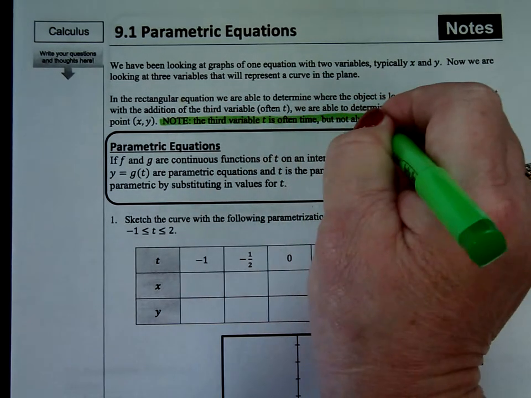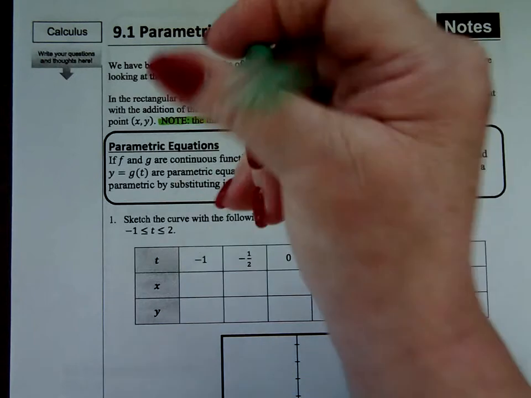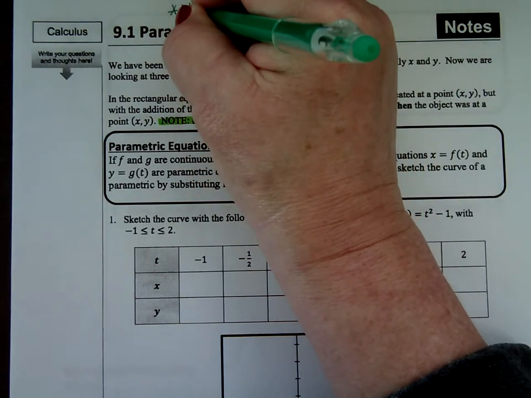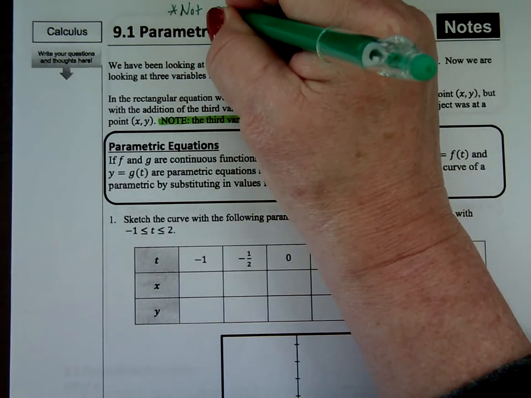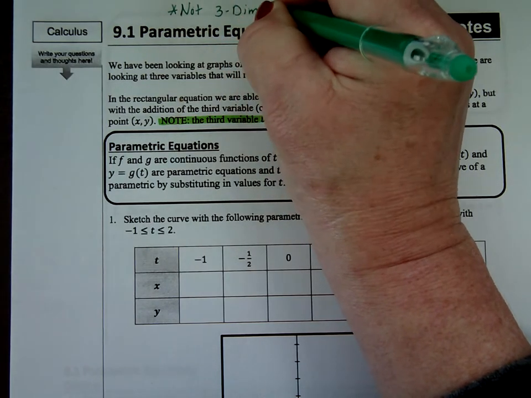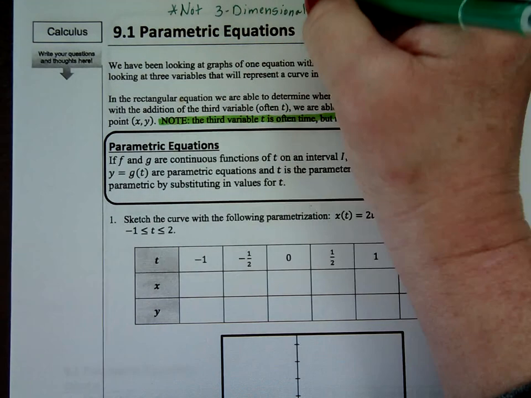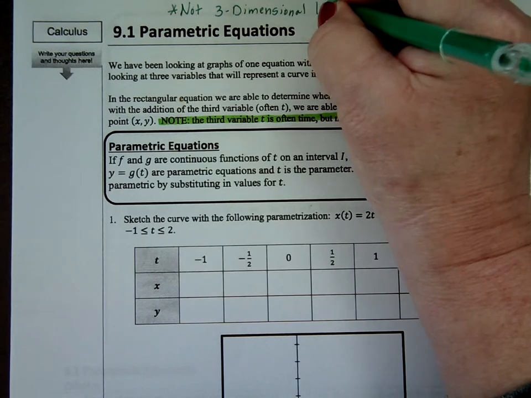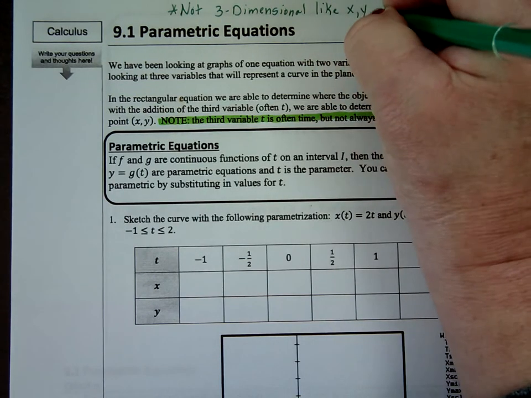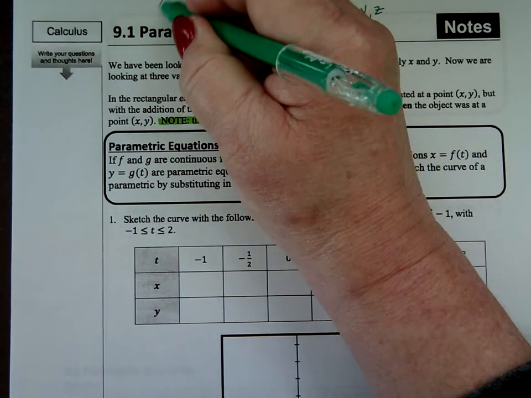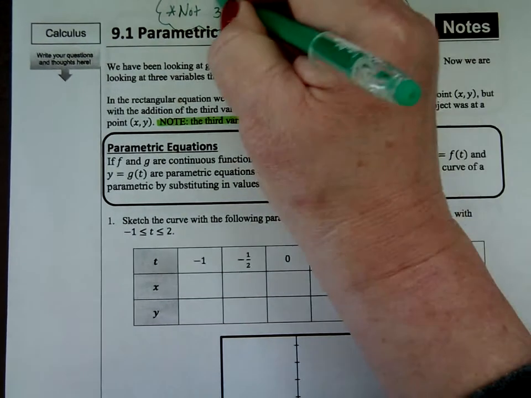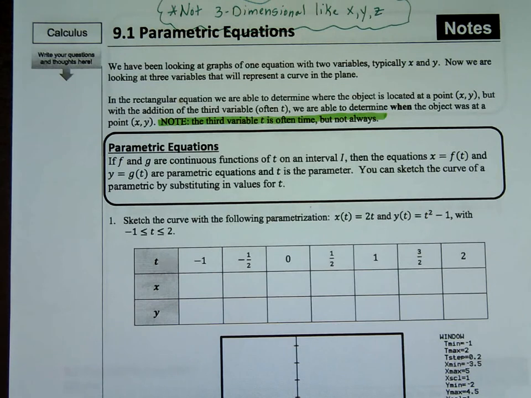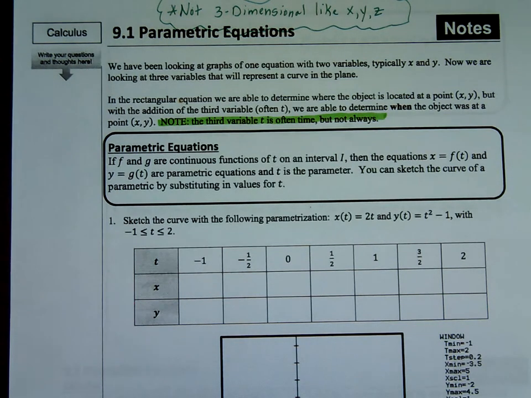And I'm also going to put a little note at the top that this is not the same thing as a three-dimensional situation where you have different planes like x, y, and z. It's not the same thing as that. So we want to make note that we're not looking at a three-dimensional situation. We're still looking at a two-dimensional situation, but we're adding a time factor or a third variable into it. Most of the time it is time, or t.